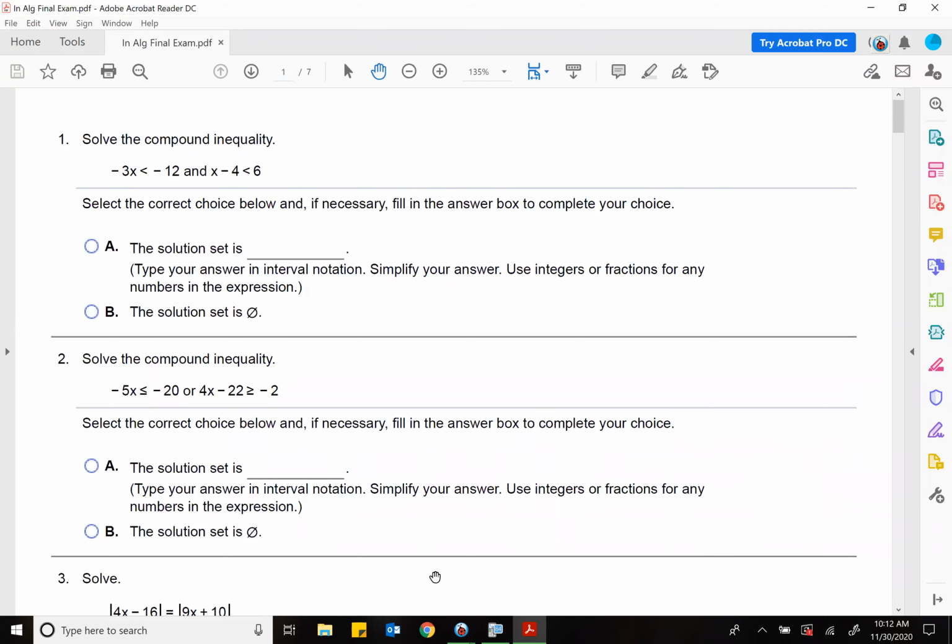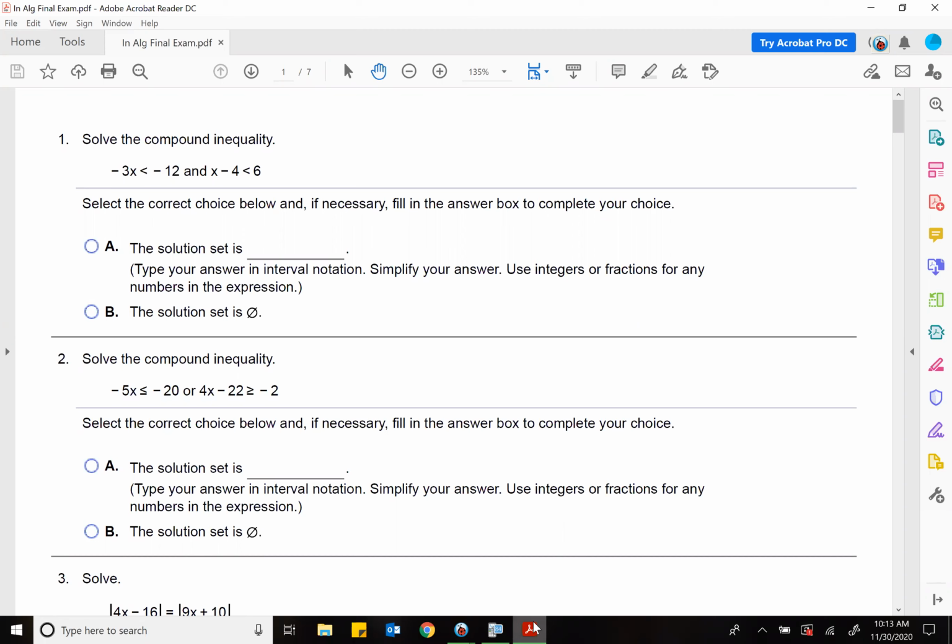So question number one, a compound inequality. Is this going to be an and or an or? What do you all think? Is this an and compound or an or? All right, this guy right here, number one, it's going to be an and. It says and right there in the middle. So this is an and.